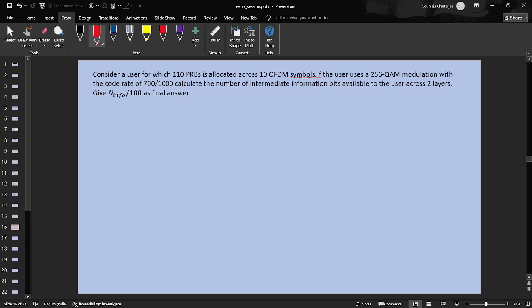So we are given 110 PRBs that is allocated across 10 OFDM symbols, and we are given the modulation scheme, also the code rate. So what is the number of information bits available to the user across two layers, and we have to give N info over 100 as the final answer.